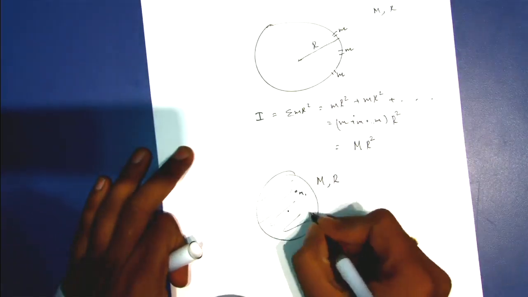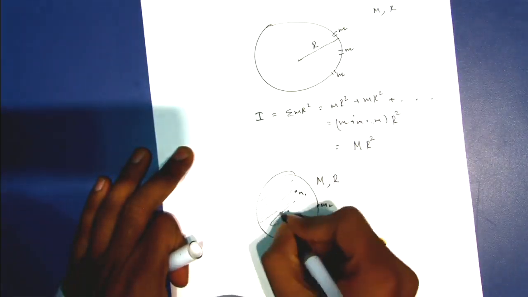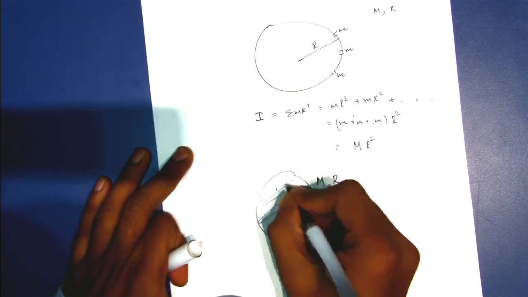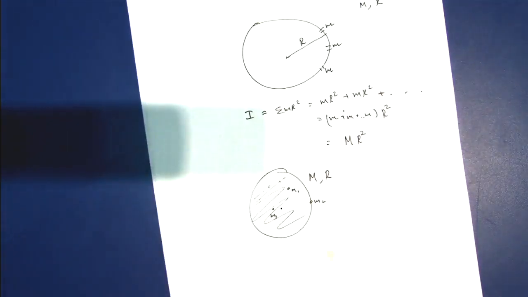Right? If I break this up into a bunch of little m's, right? Let's call that m1, m2, m3, and so on, right? I break this guy up into a bunch of little m's, right? And I find the total contribution to moment of inertia from each of these. Everyone with me so far?